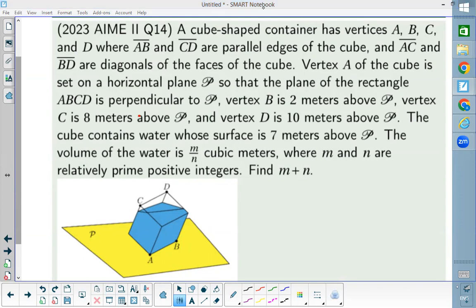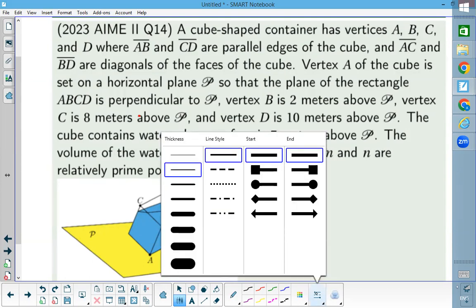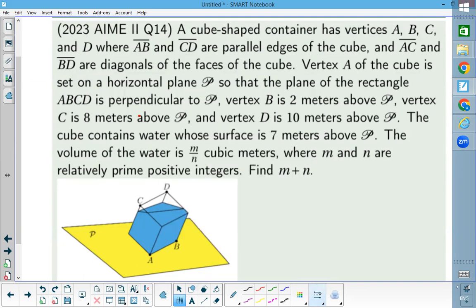So what we have here is a cube. A cube-shaped container has vertices A, B, C, D, where AB and CD are parallel edges of the cube, and AC and BD are diagonals of the faces of the cube. So we have this diagram like this. A, B and C, D are not on the same square. In fact, if you think about the edges, A, B, C, D is actually a rectangle.